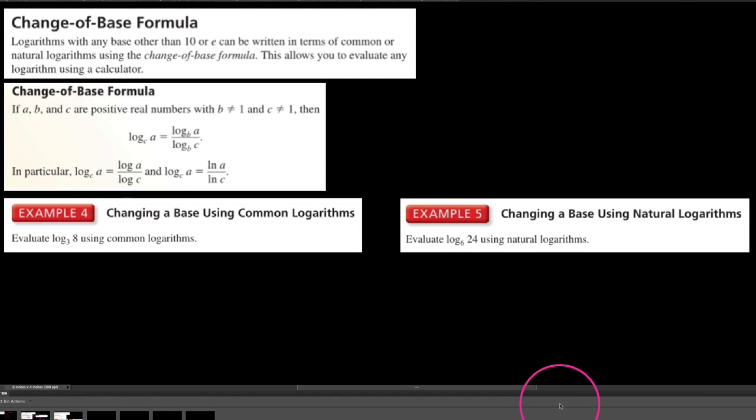Okay, YouTube, this is my third and final video in my little module on properties of logarithms, in which we're actually going to talk about a property that we haven't mentioned yet and is one of my favorite properties. It allows us essentially to evaluate a log of any base.